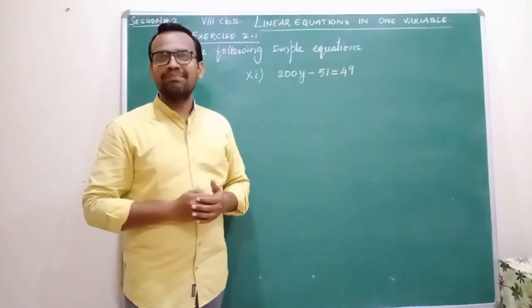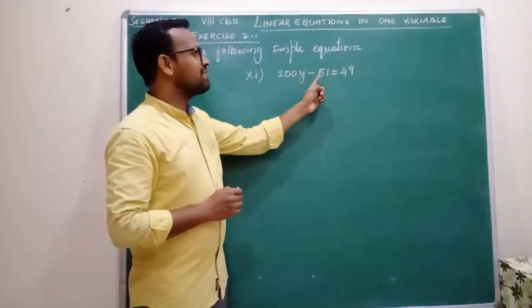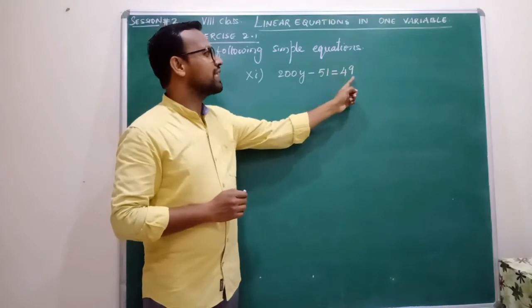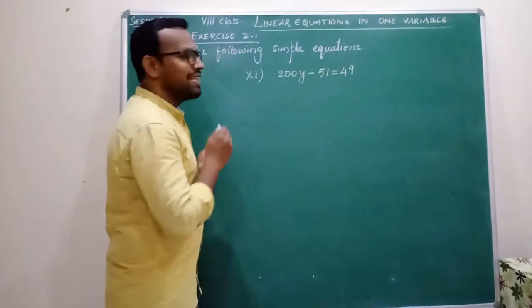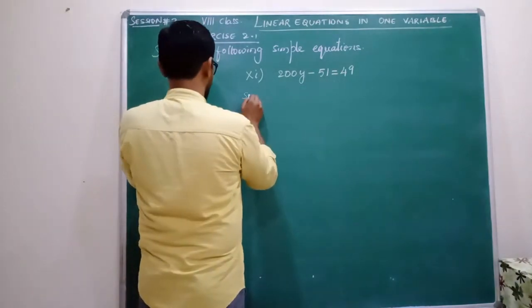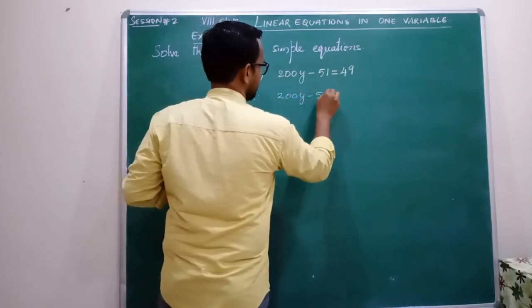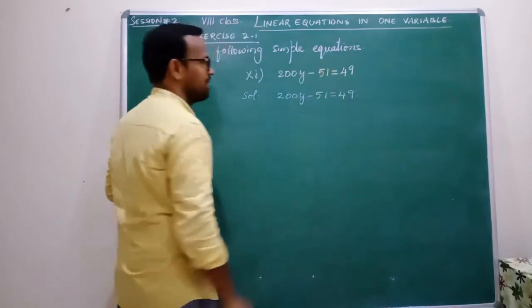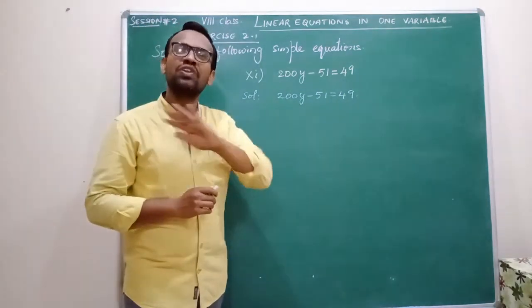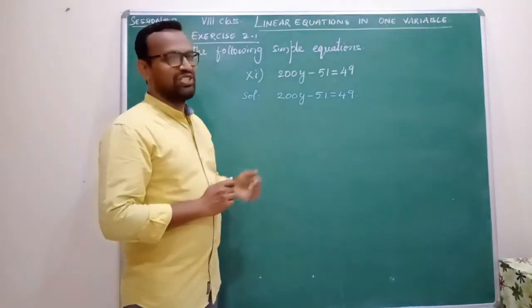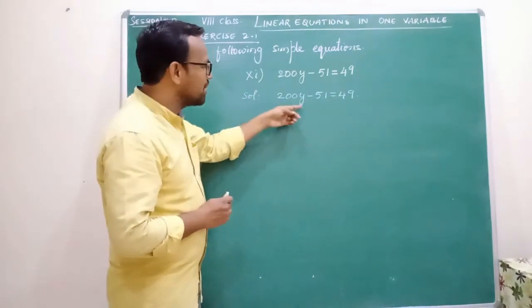The 11th simple equation given is 200y minus 51 is equal to 49. We need to find the solution. Here, let me take the given equation. Right? Now, what terms will we transpose first? Yes, the term which is not having the variable. In this equation, which is the variable? Yes, it is y. And the term with the variable is 200y.